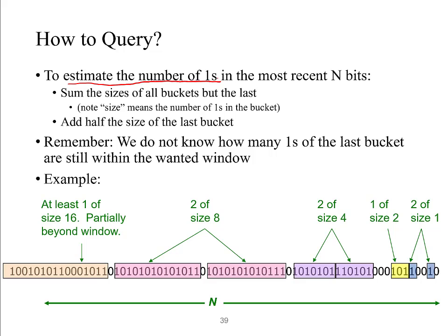So the querying is actually easy. We first sum the sizes of all buckets but the last. The last means the leftmost, the oldest. And size here means the number of ones in the bucket. So we sum the sizes of all the buckets except the last one, and we add half the size of the last bucket, then we get our estimation.